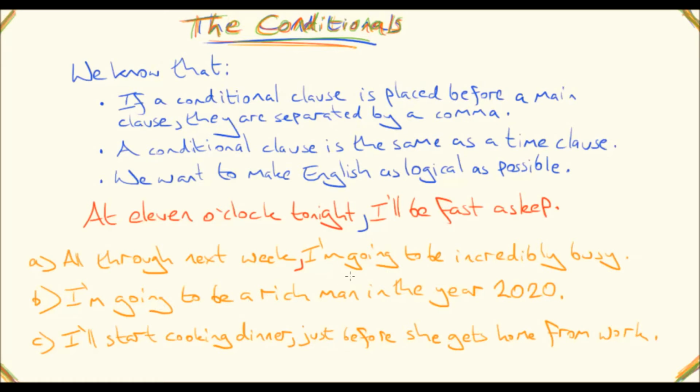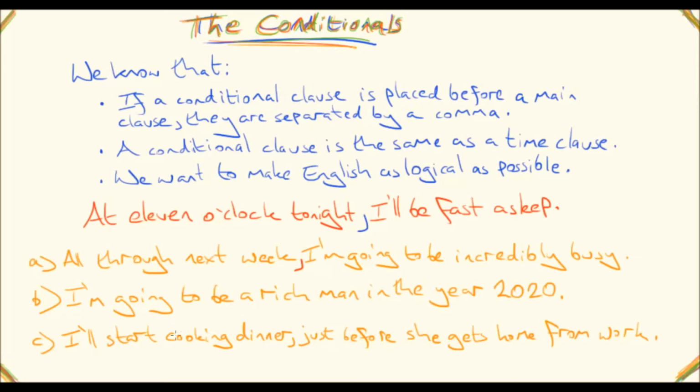I'm going to be a rich man in the year 2020. Well, now we've got things reversed. "In the year 2020" is the time clause. We've got the main clause, "I'm going to be a rich man," coming before the time clause. So actually we've no need to put a comma there, do we?